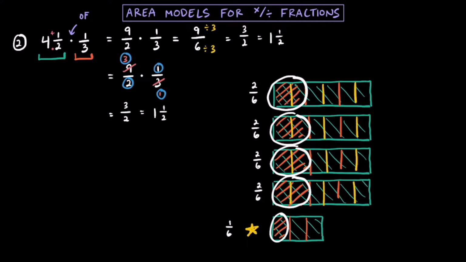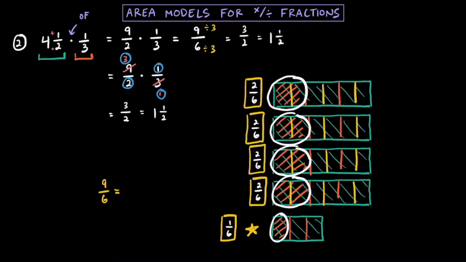Let's see here. If we take this 2/6 and add it onto this 2/6, that would be 4/6. Adding it onto this 2/6, that would be 6/6. Adding another 2/6, that would be 8/6. And adding one more on, that would be a total of 9/6, just like that, right? And if you simplify this and divide the top and bottom both by 3, you'll see that this will be 3/2, also known as 1 and 1/2.